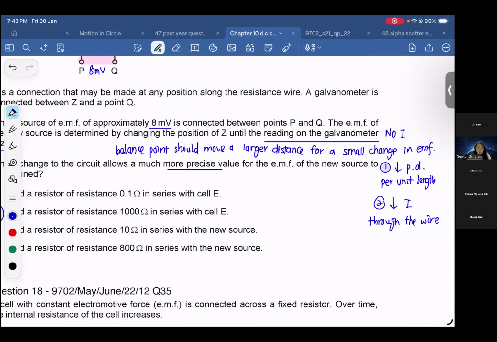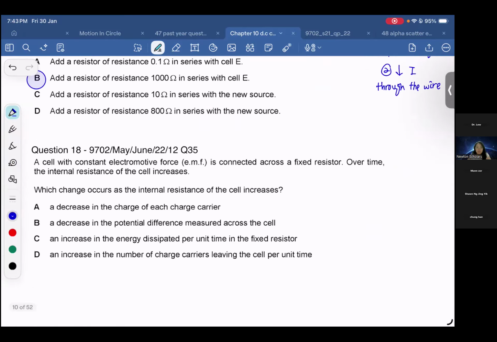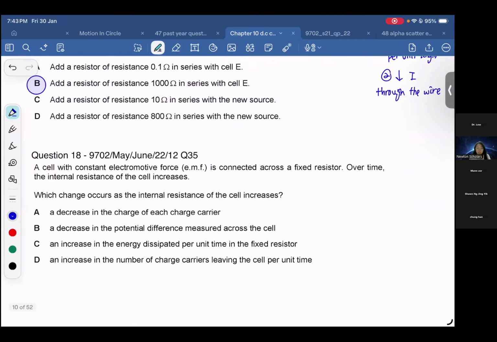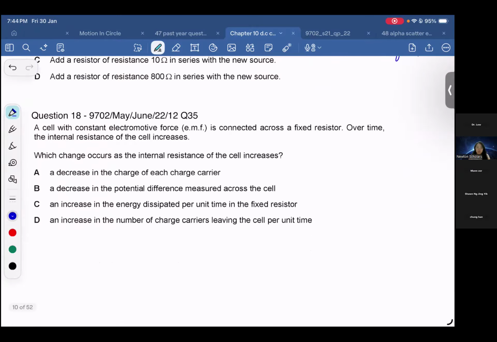No? Okay, warm up. Next question, we warm up. This question should be fine. You should be able to answer this question. Can you try? Assume that we warm up using this question. So try. A cell with a constant EMF is connected across a fixed resistor. Over the time, internal resistance of the cell increases. Which change occurs as the internal resistance of the cell increases?